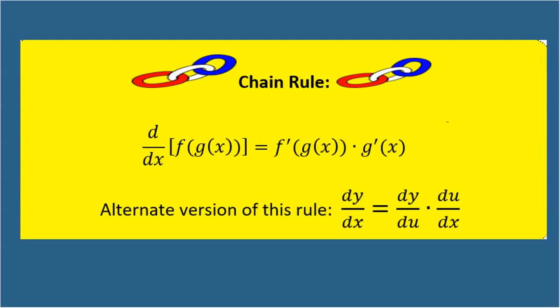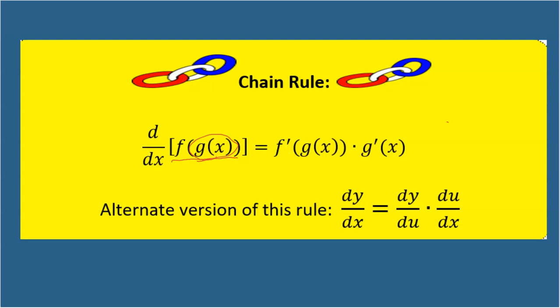It has to do with taking the derivative of a composite function. So then you may ask, what is a composite function? A composite function is where you have a function g of x inside a function f of x, right? It has an outside function and an inside function. That's what a composite function is. So the chain rule said what it said.